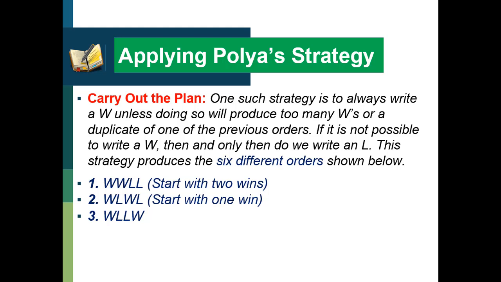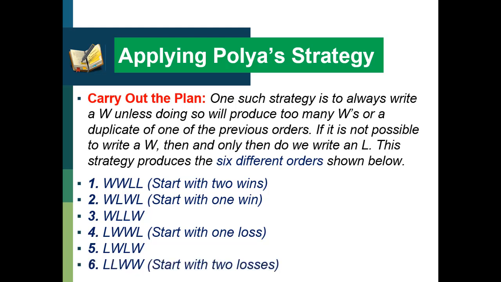Because we cannot write another W after the first L, since that would be a duplication of the second order. The next one, L, W, W, L. Of course, since we cannot write another W first because we already have 3 orders in which W came first. Now for the next order, we have L, W, L, W. And of course, lastly, we'll have 2 losses and then 2 wins.